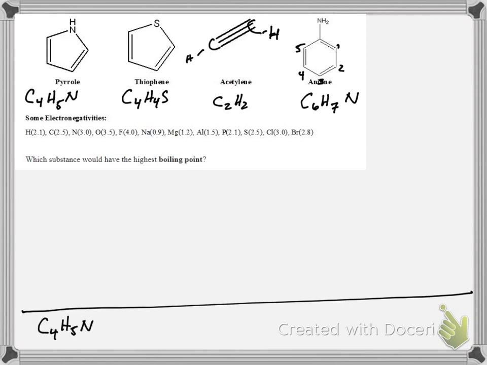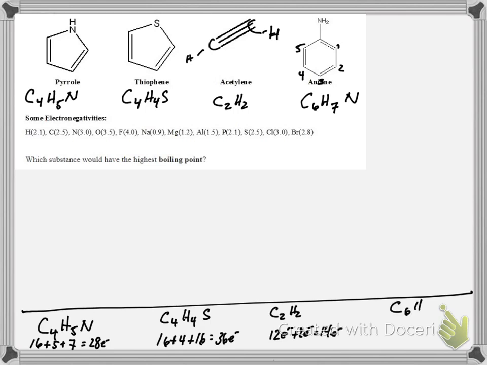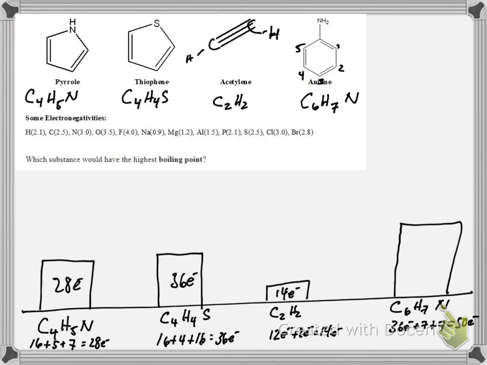So C4H5N, we count up the number of electrons, 28 electrons. C4H4S, 36 electrons. C2H2, 12 electrons. And C6H7N, 36. Plus 7 is a total of 50 electrons. Right, so that means we can write out a basic organized dispersion only table. And now we're going to include 15 electrons for either dipole-dipole or hydrogen bonding.